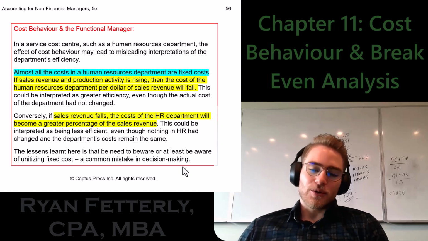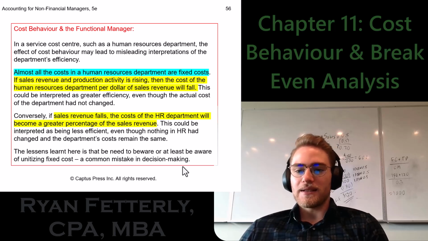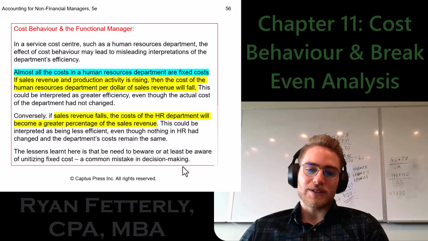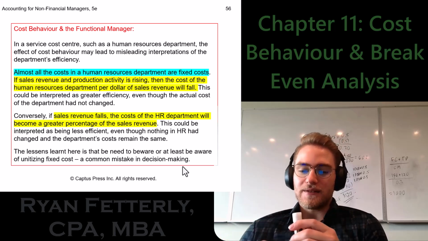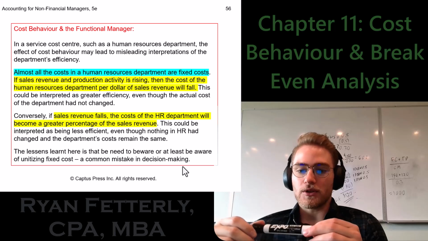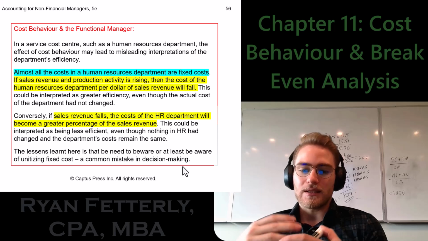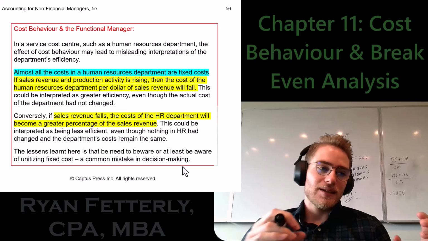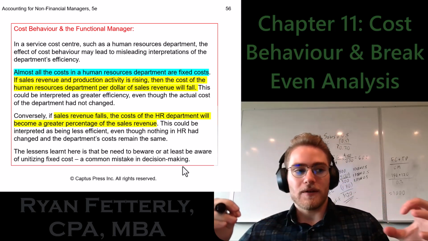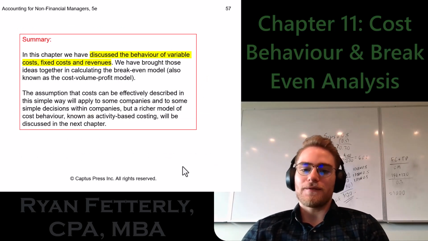So as a functional manager, like in service cost centers such as the human resource department, the effective cost behavior may lead to misleading interpretations of the department's efficiency, right? So almost all the costs of the human resource department are fixed costs. And if sales revenue and production activity is rising, then the cost of the human resource department per dollar of sales revenue will fall. And this could be interpreted as greater efficiency, even though the actual cost of the department had not changed. Conversely, if sales revenue falls, the cost of the HR department will become a greater percentage of sales, right? Because if something's fixed, when sales goes down, that becomes a bigger proportion. But if something's fixed and sales revenue goes up, that becomes a smaller proportion. So it becomes misleading when we try to apply this to a fixed cost situation.